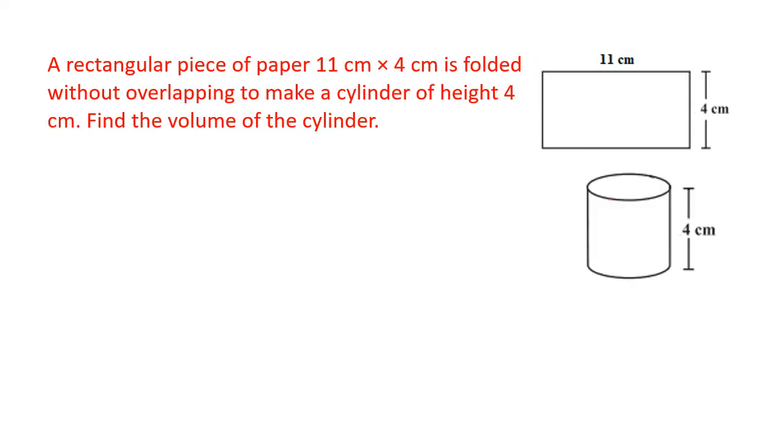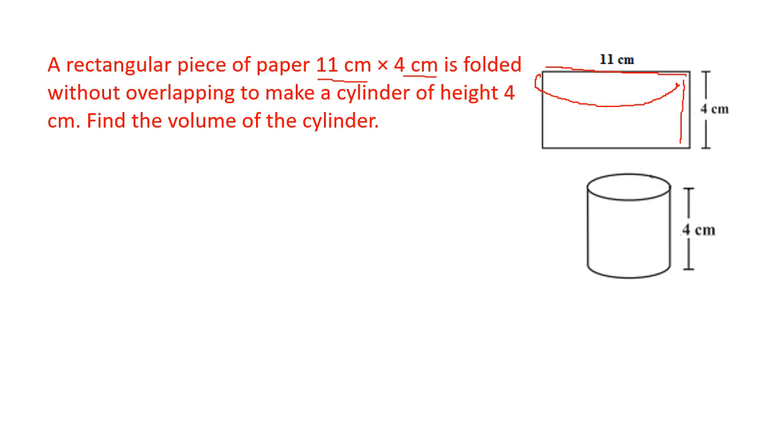Now in the next sum, we have got the same kind of sum, but here we have a rectangular piece of paper, 11 centimeter by 4 centimeter. So this time we know the length of the paper is 11 centimeter and the breadth is 4 centimeter. Again the same thing is done. It is folded without overlapping to form a cylinder.